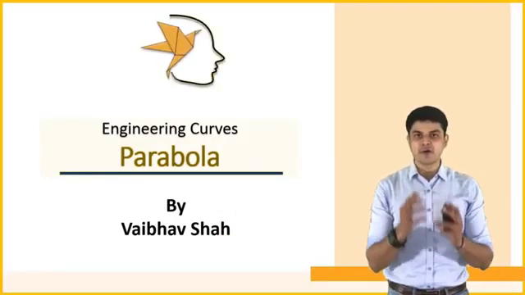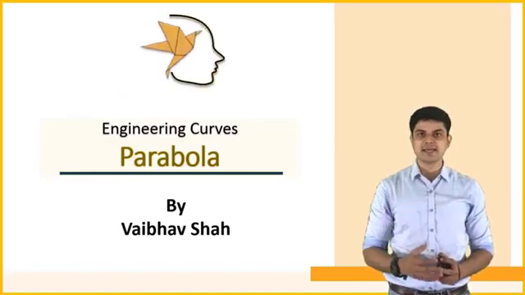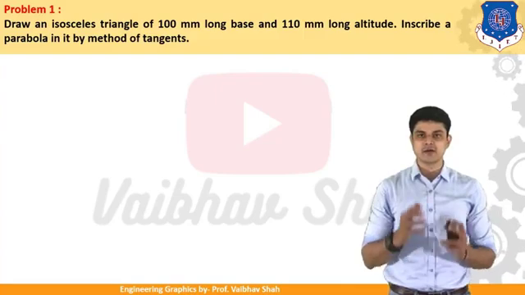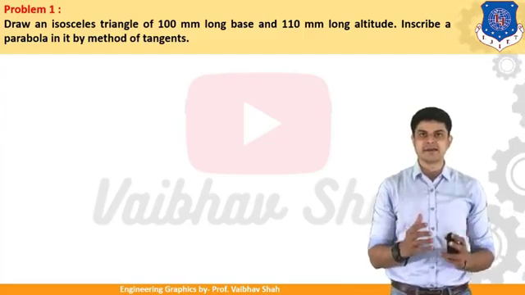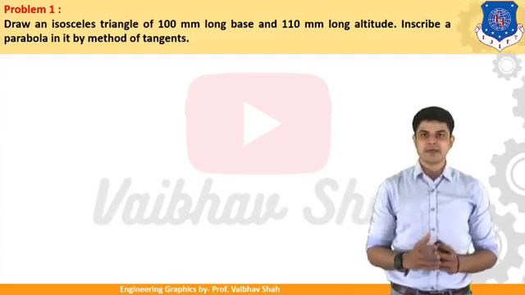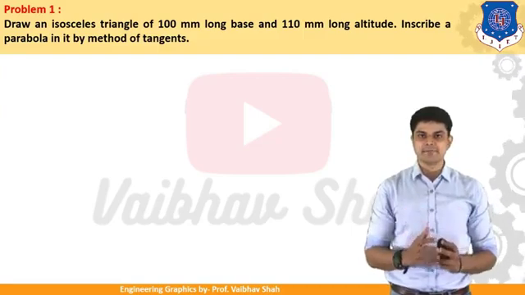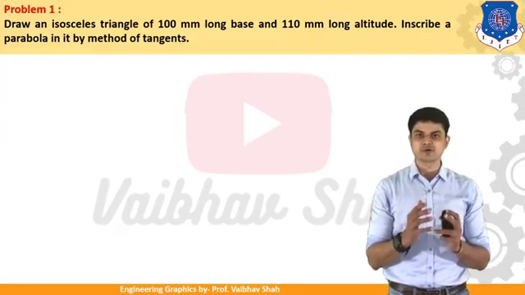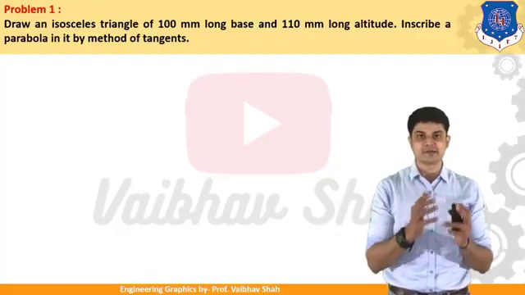We'll be learning how to draw a parabola. So let us begin with the first example. Draw an isosceles triangle of 100 mm long base and 110 mm long altitude. Inscribe a parabola in it by the method of tangents. So we'll be learning how to draw a parabola by the tangent method here.